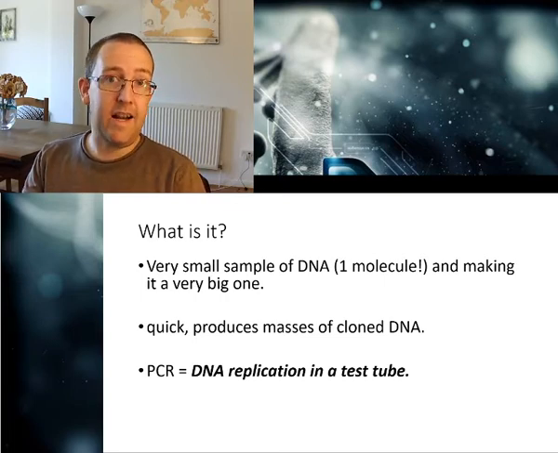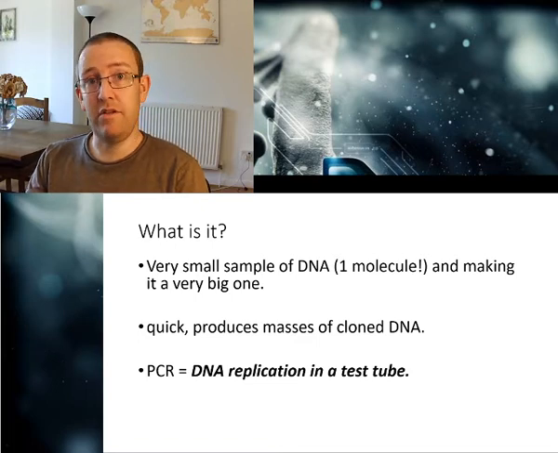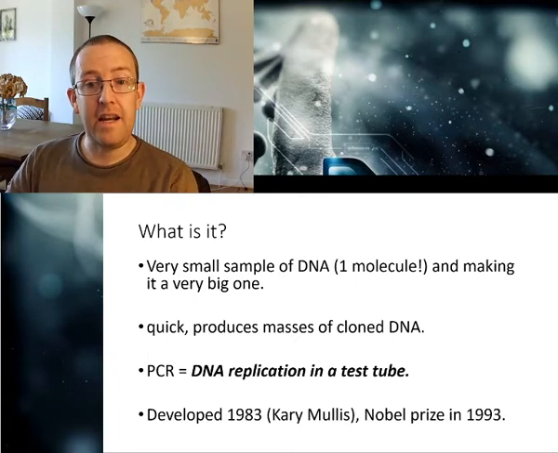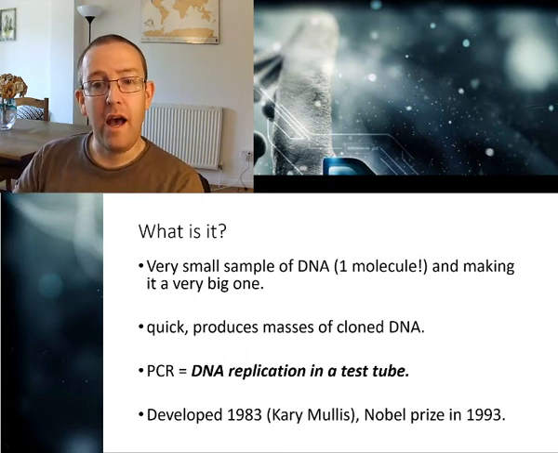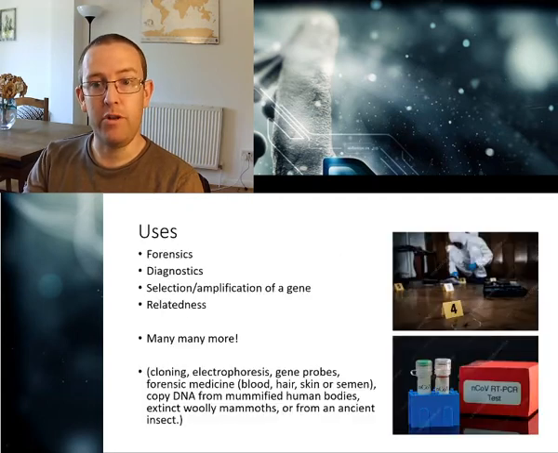Essentially, it's DNA replication in a test tube. So I'm assuming you understand semi-conservative replication and how DNA replicates within a cell. This is essentially doing the same process but in a test tube. Okay, it was invented in 1983 by a guy called Kary Mullis, who won the Nobel Prize for that in 1993, which makes the polymerase chain reaction exactly the same age as me, which is wonderful.